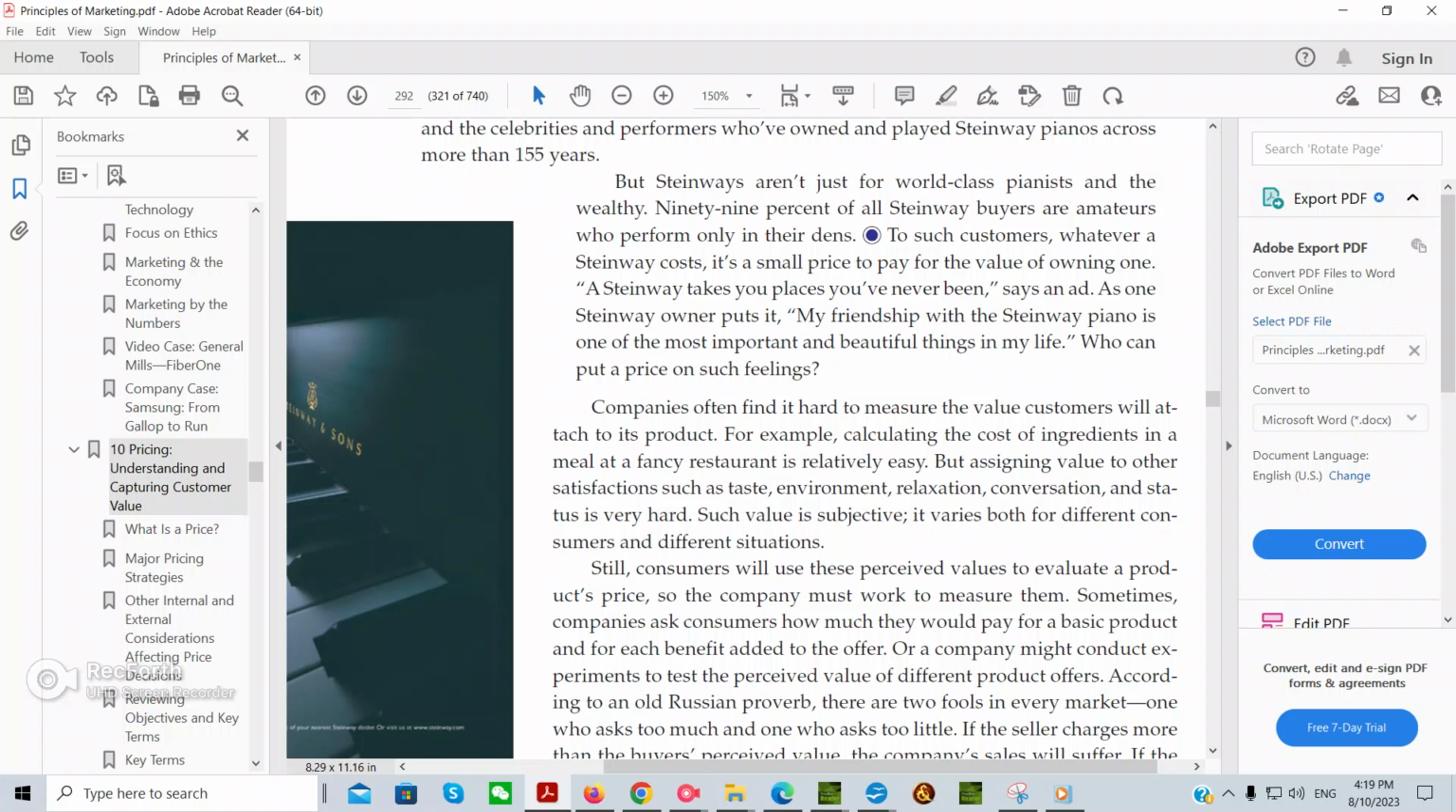Still, consumers will use these perceived values to evaluate a product's price, so the company must work to measure them. Sometimes companies ask consumers how much they would pay for a basic product and for each product added to the offer.